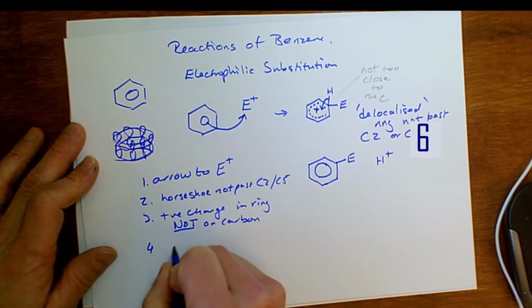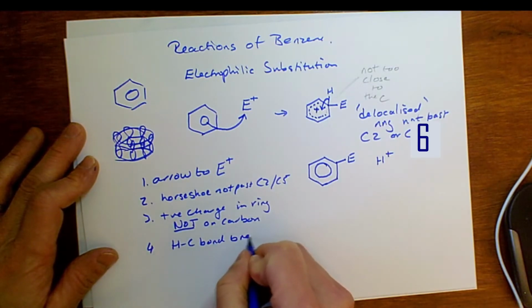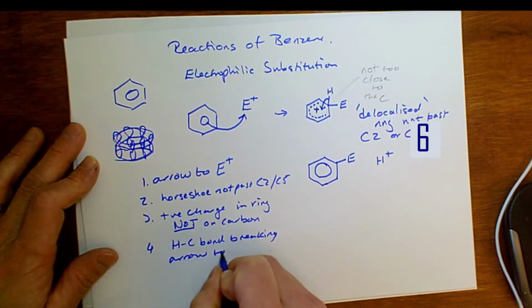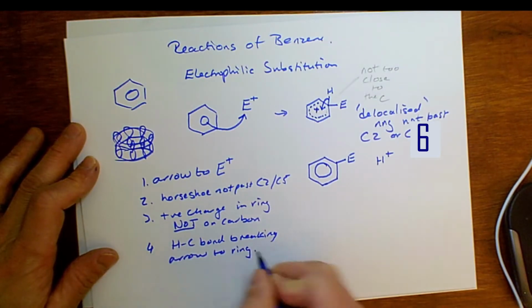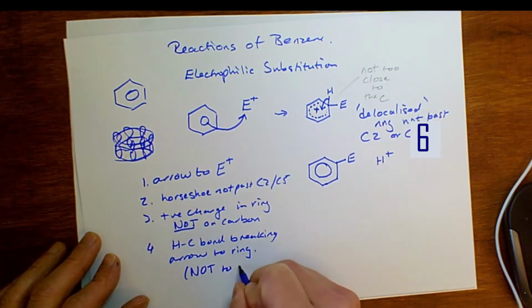And number 4, what did I say number 4 was? Yeah, the HC bond breaking. The arrow to the ring, into the body of the thing, not to carbon.